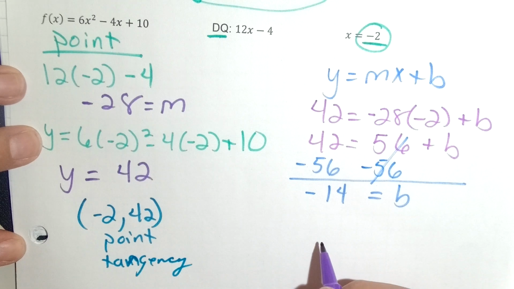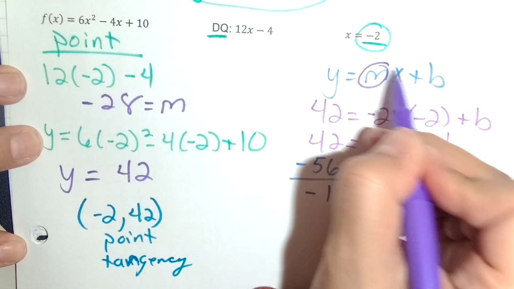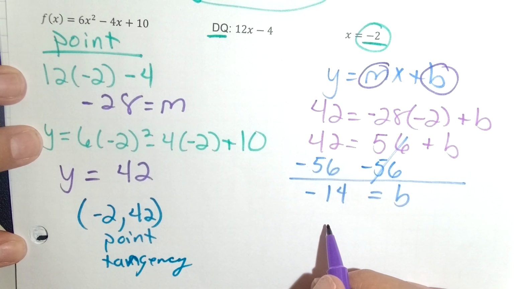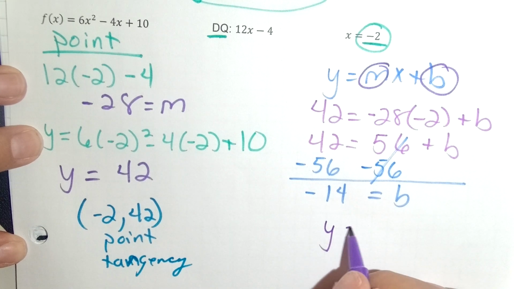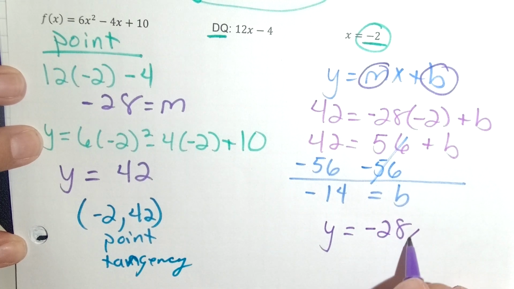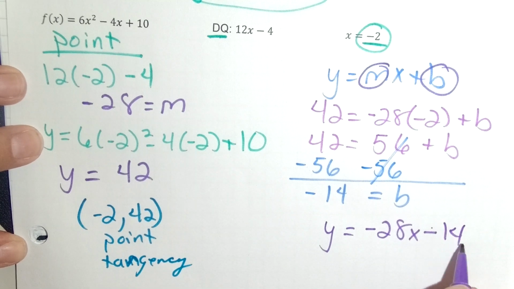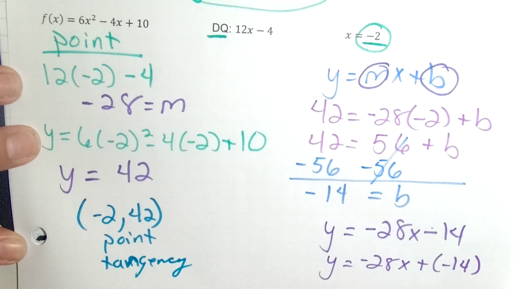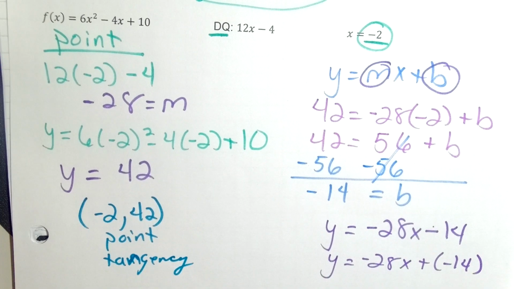What are we subbing into the line? M and B. Good. So we have y equals negative 28x plus 14, negative 14. Yep. You can put negative 14, minus 14, or plus a negative. But mathematically, you should just be putting it like that. Questions?